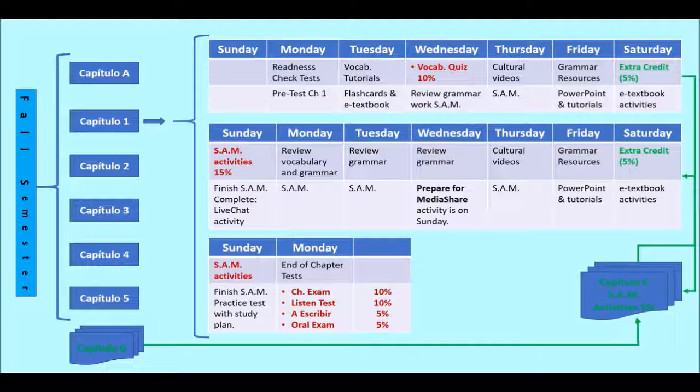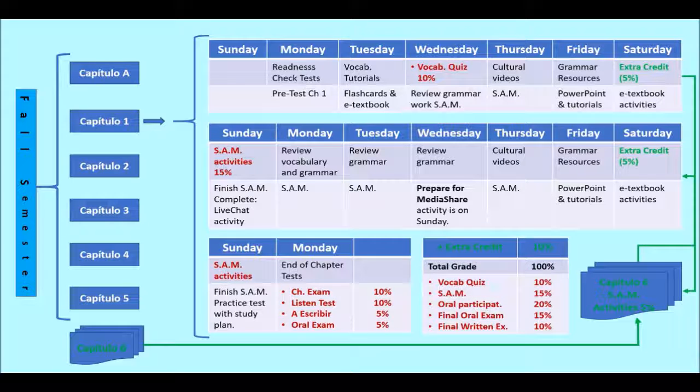So how is your grade going to be calculated? You will have 10% for all of those 6 chapter exams, 10% for the listening test, 5% for these writing assignments, 5% for those oral exams, 10% for these vocabulary quizzes for those 6 chapters. The SAM activities are 15% for all of those chapters.